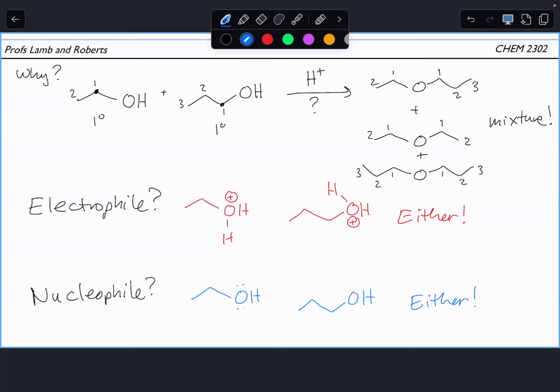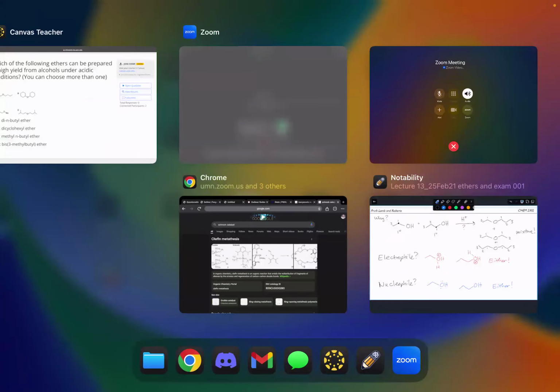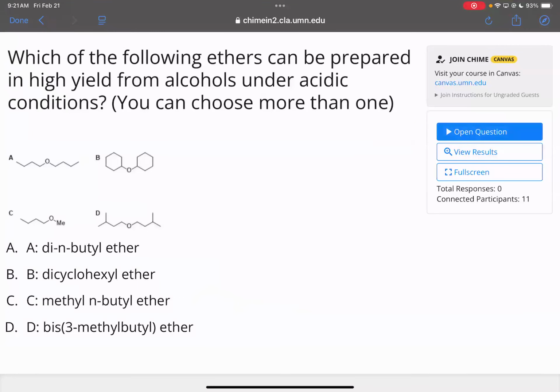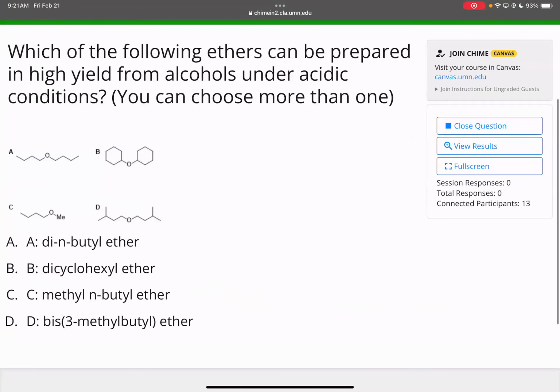All right, let's do a chime-in question to see if that's making sense. So we're talking about that reaction we just talked about. Under acidic conditions, which of these ethers can you make in high yield, so not in a crazy mixture, from alcohols, under these acidic conditions? More than one can be correct. We'll give you a couple minutes. Feel free to chat with your neighbors. Just think about those 2 limitations of this reaction.